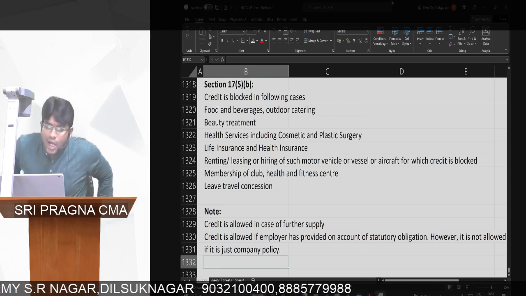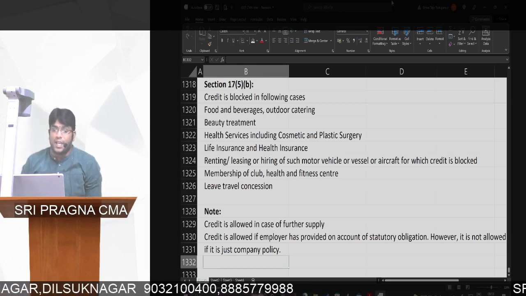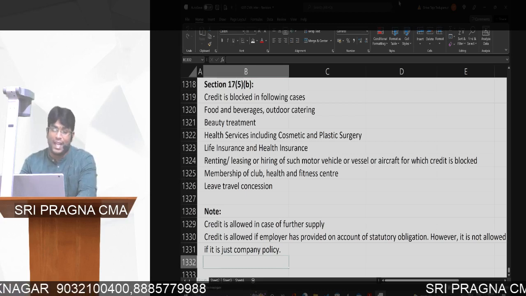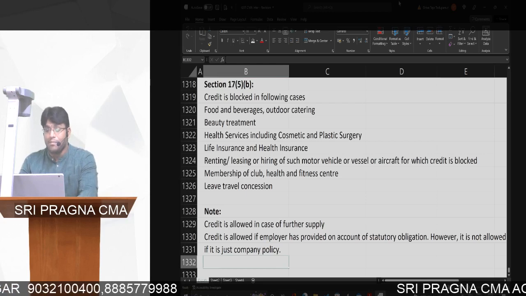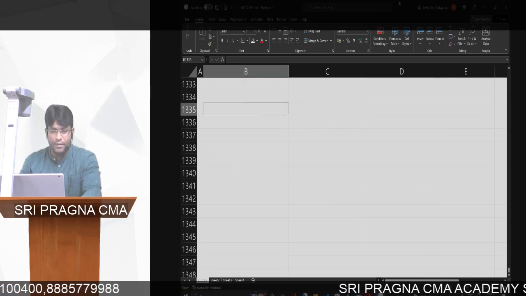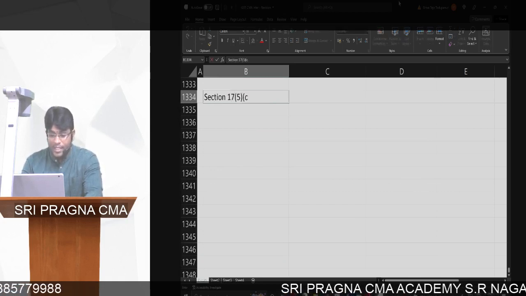Food and beverages, outdoor catering, beauty treatment, health services including cosmetic and plastic surgery, life insurance and health insurance, renting, leasing or hiring of such motor vehicle or vessel or aircraft for which credit is blocked. Membership of club, health and fitness center, leave travel concession. Done. Next point, very interesting and important, it came in the exam so many times.